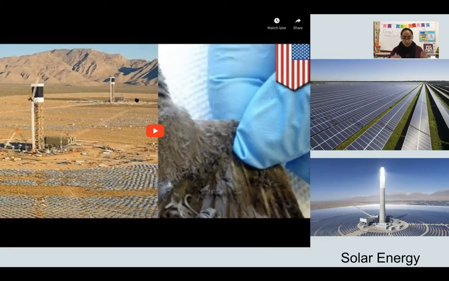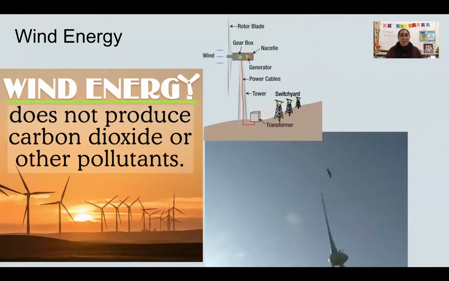Honestly, I think it's more on the positive side, because there's less air pollution and use of those pollutants that might cause greenhouse gases. The next one we're going to take a look at is wind energy. And again, think about how it affects those subsystems.